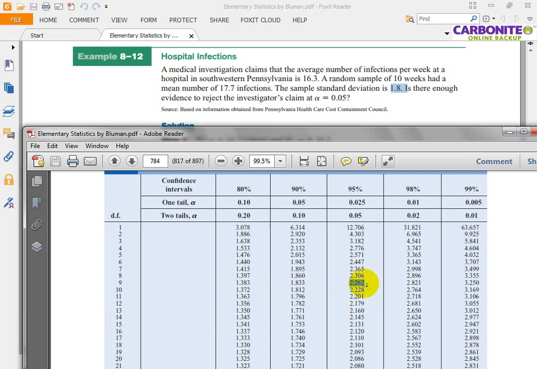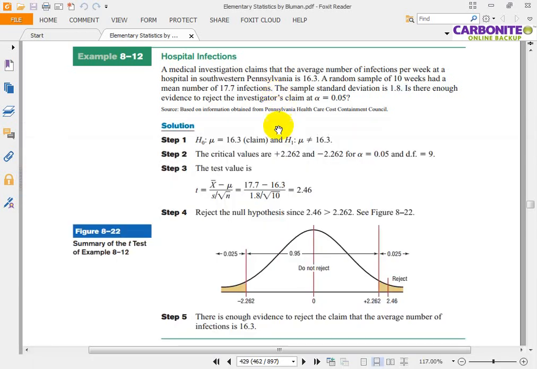So that is 2.262. Why? Because they are taking two tail with this particular alpha 0.05, so we are getting the value at the intersection. That is the respective t value. Now you are putting values in this particular formula and that is 2.46. So 2.46 is falling in the critical region because 2.262 is the critical value. So I am rejecting this null hypothesis. I should say that I am not getting enough evidence to accept the null hypothesis, and it is done in this way.